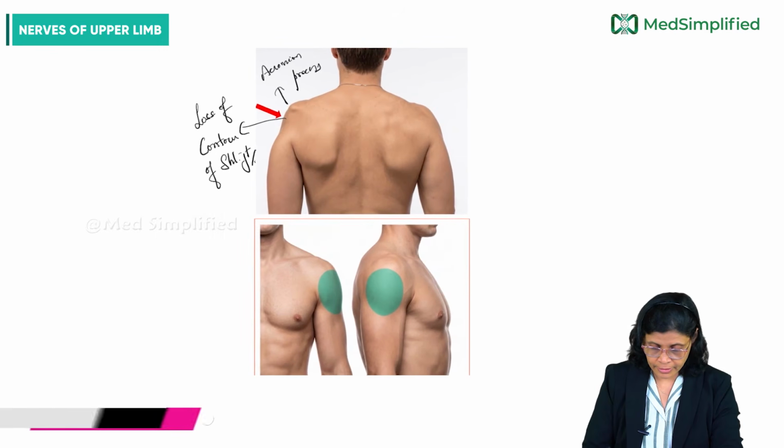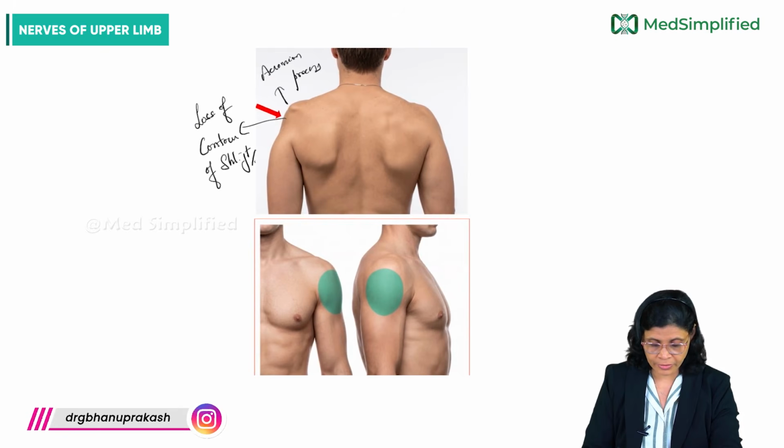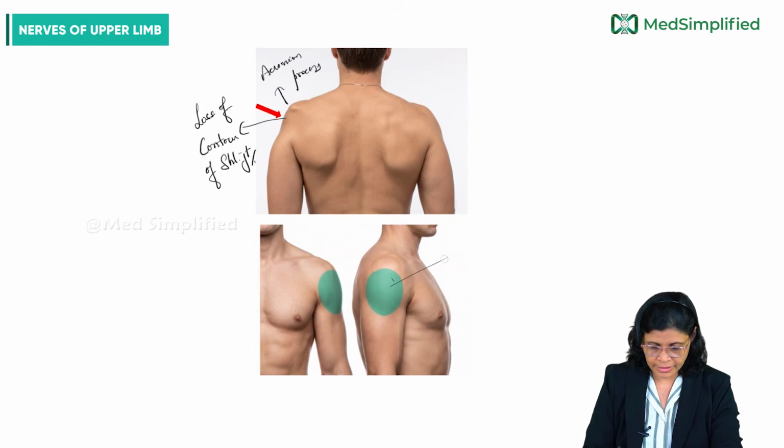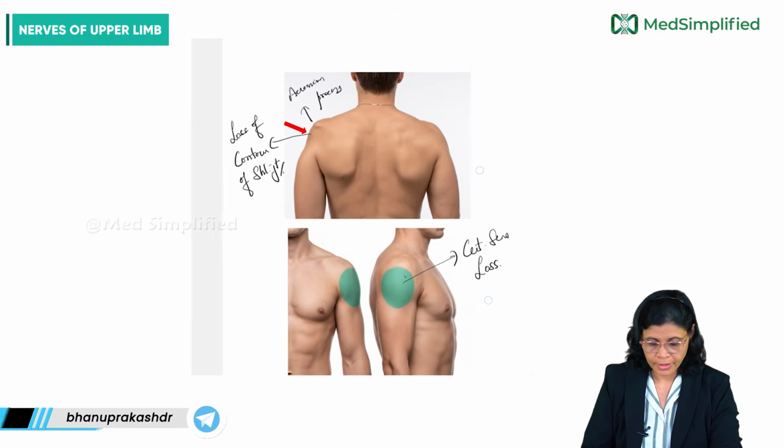Then, wherever the cutaneous supply is, along the upper lateral part as well as a little posterior near the insertion, this is the lower half of the skin over the deltoid region. Here there is cutaneous sensation loss, so sensory loss is seen in this region.